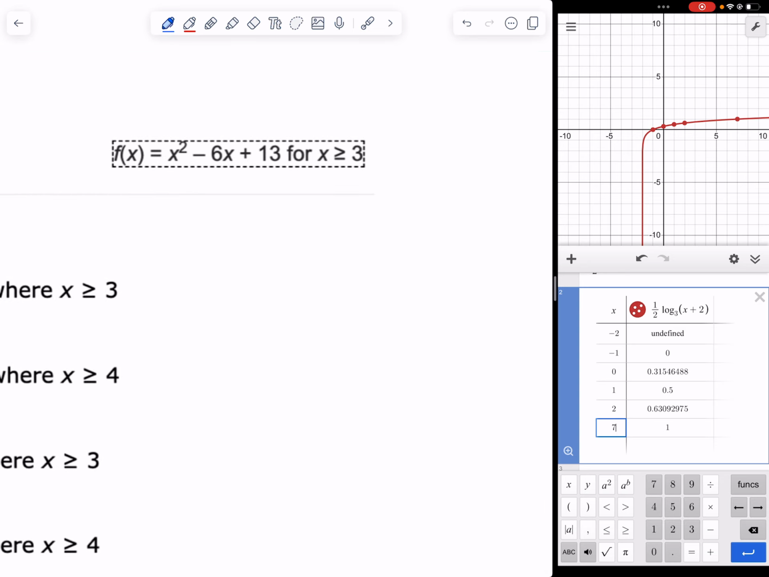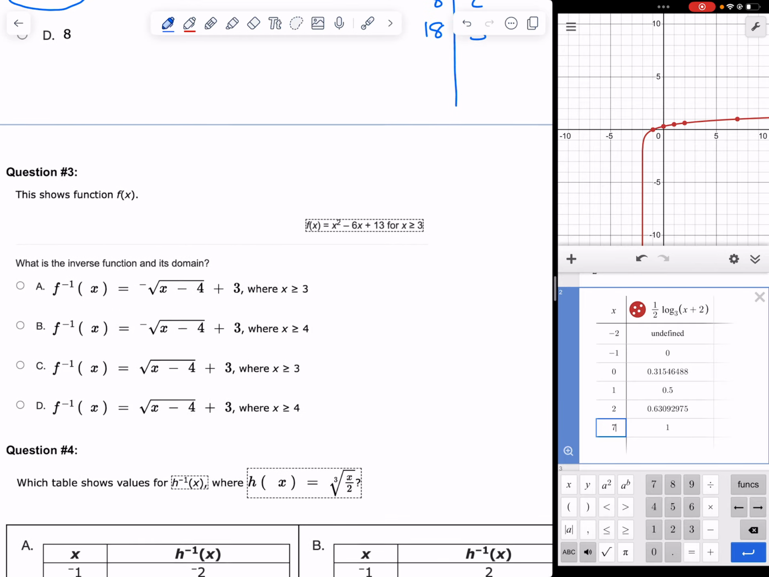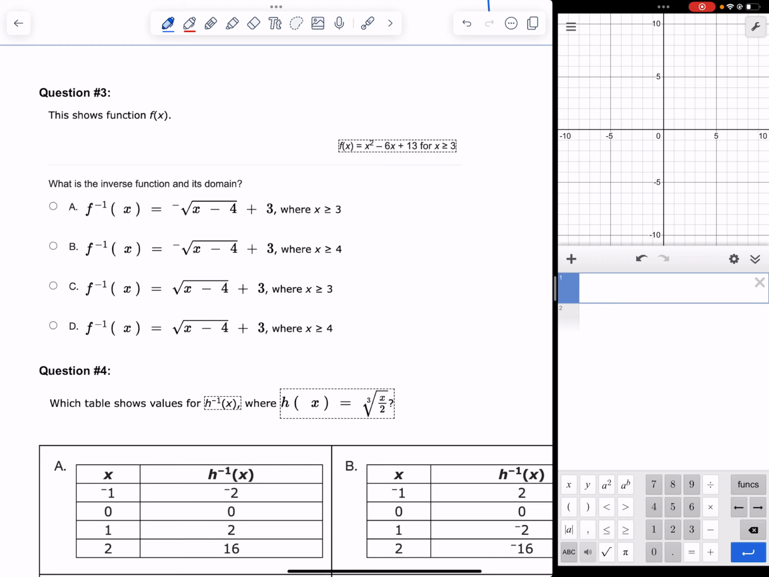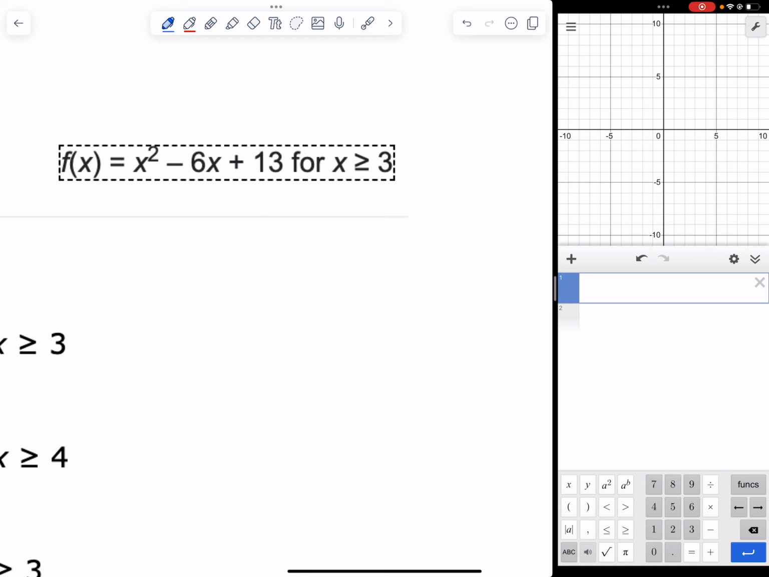Number 3 says this function f of x, which is f of x equals x squared minus 6x plus 13 for x is greater than or equal to 3. And then it says what is the inverse function and its domain. So with these graphs that are quadratic, it is easiest to get a table of values. You can also graph it, but really the table of values is what's going to help the most.